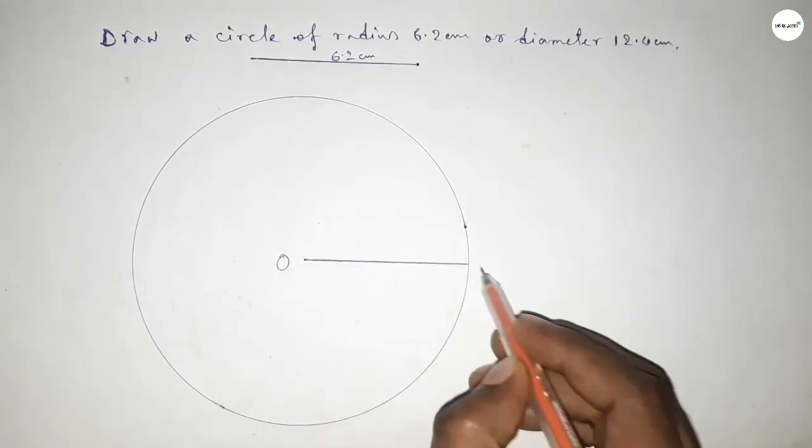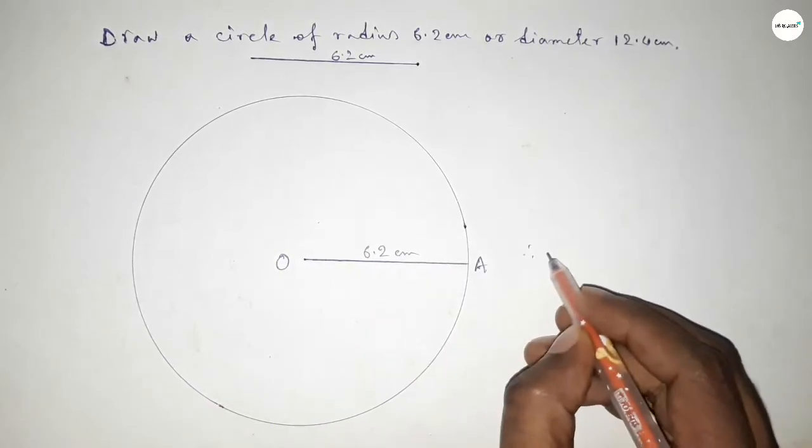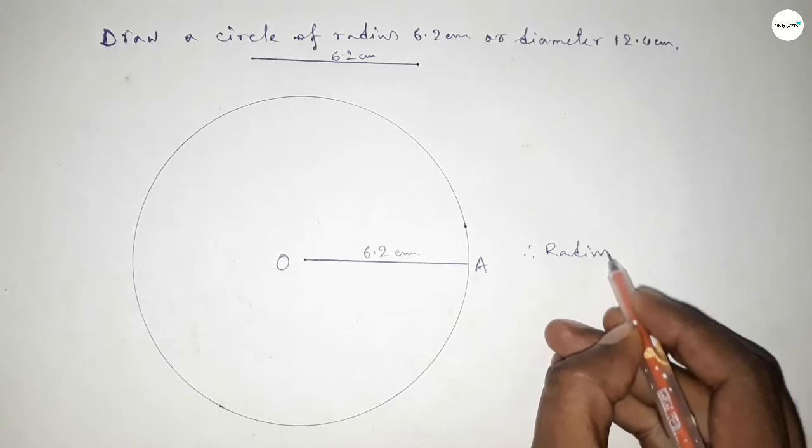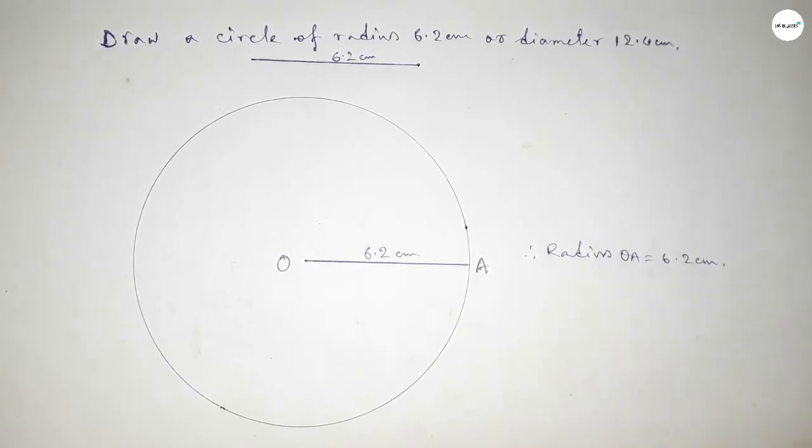Now taking center O and here a point, so this is 6.2 centimeter. So therefore radius OA equal to 6.2 centimeter.